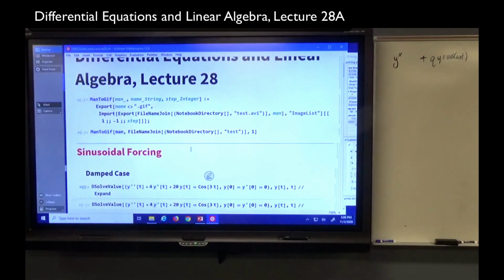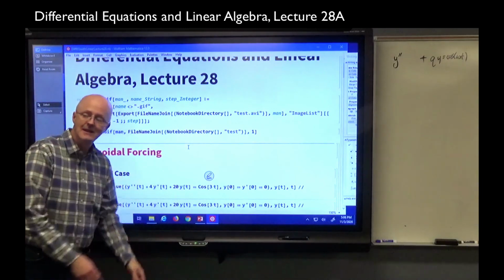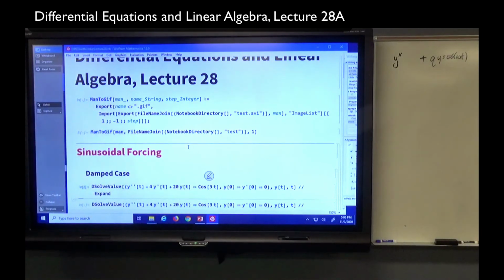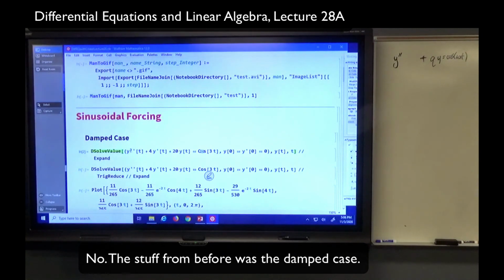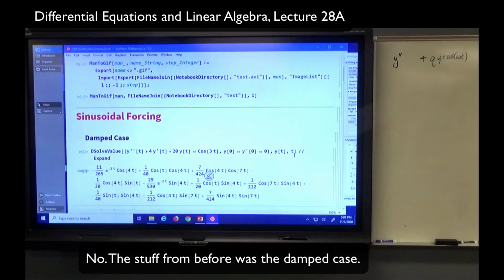Before I show you the Mathematica for those graphs, let me quickly go through some other things in Mathematica related to the stuff I talked about before, the undamped case. These solve the original forced equation that I considered on the board, where I plugged in p equals 4, q equals 20, and omega equals 3. However, if you do our ordinary expand, it doesn't look very nice. Yikes.